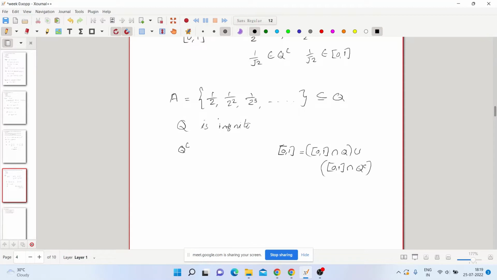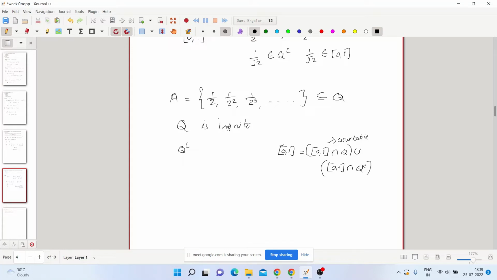What this means is, closed 0, 1 intersection Q means set of all rationals in 0, 1, and closed 0, 1 intersection Q complement means set of all irrationals in 0, 1. So, we are taking all rationals and irrationals in 0, 1, taking the union. So, it is all closed 0, 1. And we know that this set is a countable set. This is a subset of Q and Q is countable. So this set is a countable set.